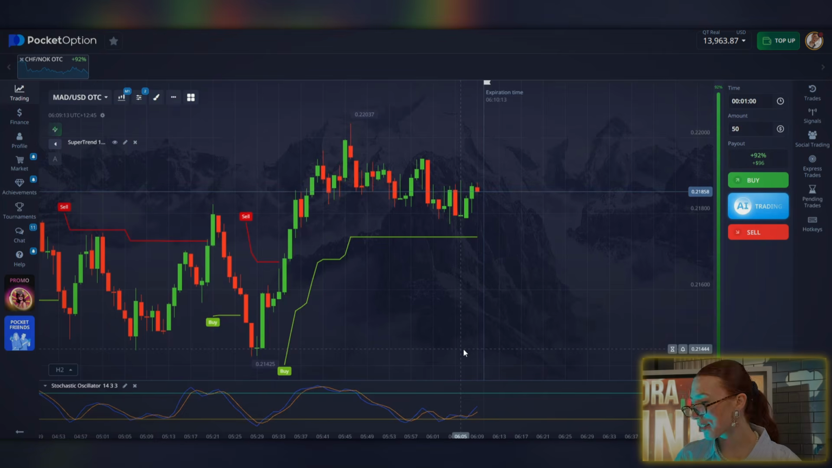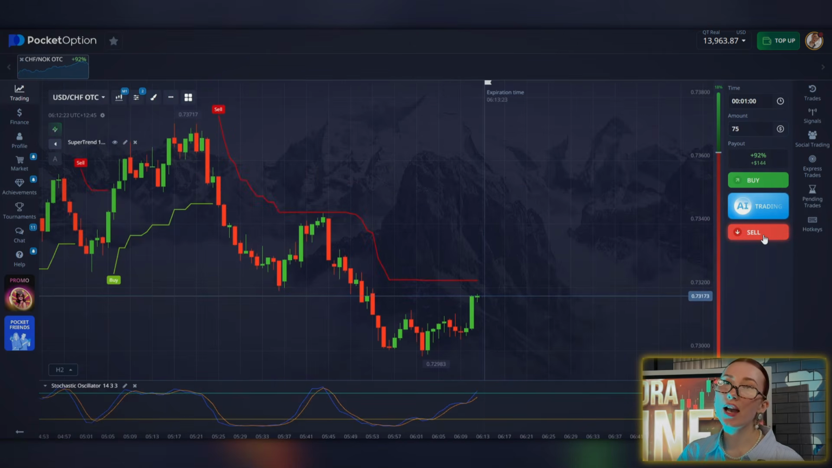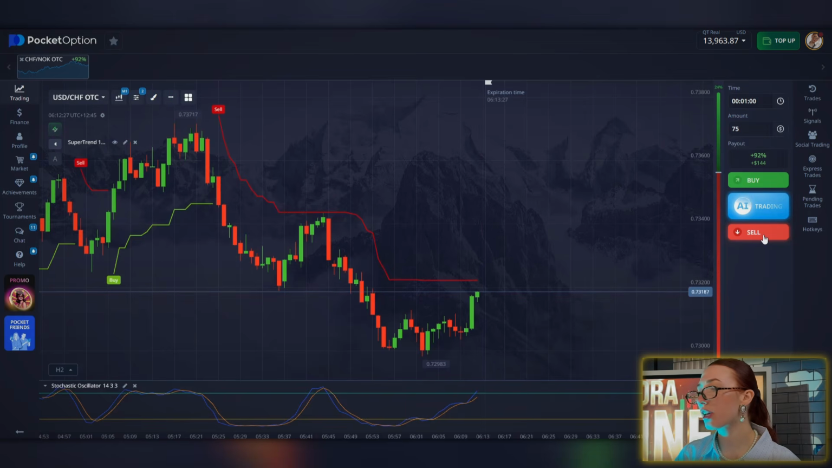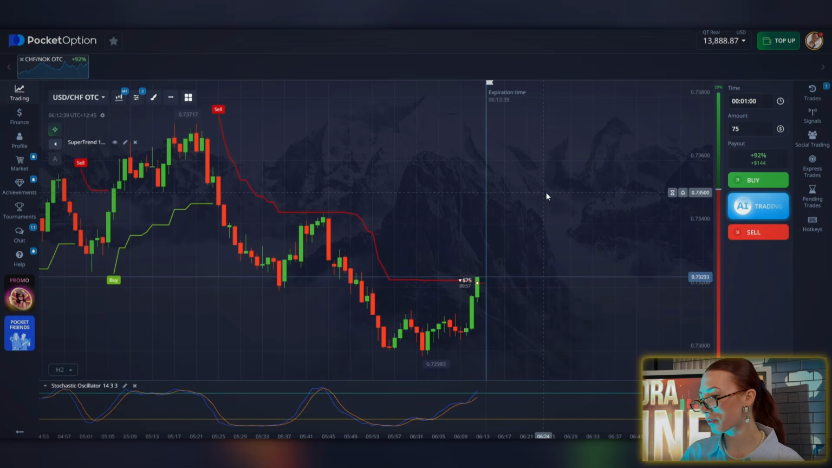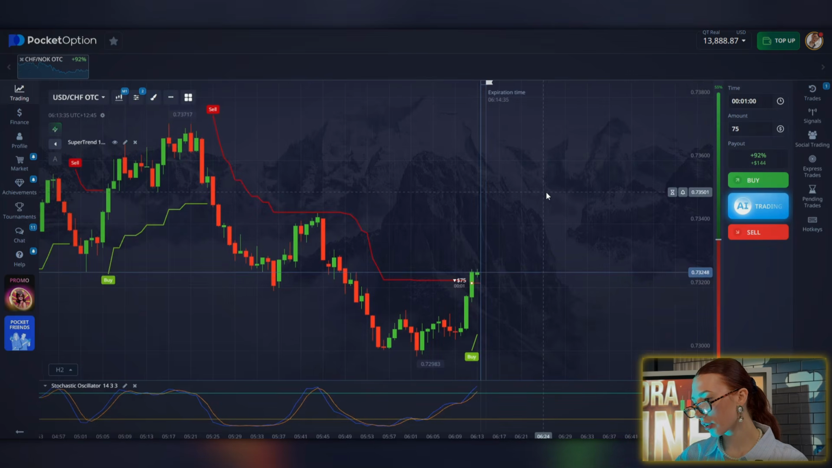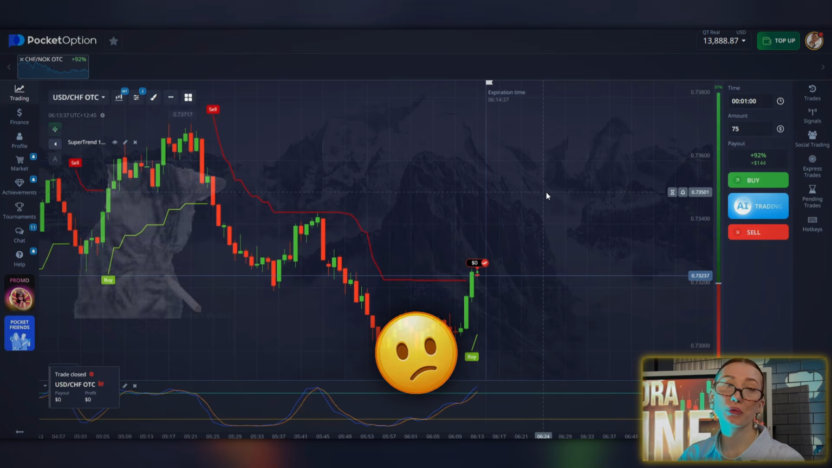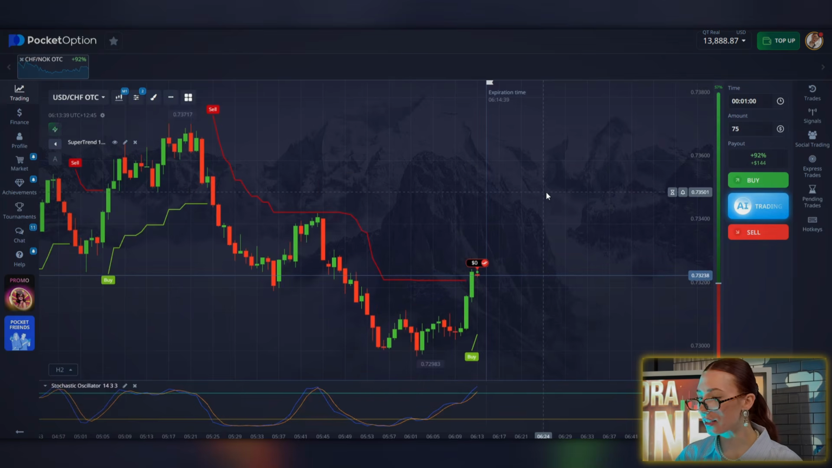Let's move to another pair. Now we are at USD CHF, and guys, you need to watch out. For this strategy, we need pairs with big payouts. Be careful. Let's place a sell trade and we will see how it goes. So, our first loss for today, no big deal, it happens. We can't know exactly how the market goes, but we can predict it with maximum accuracy.